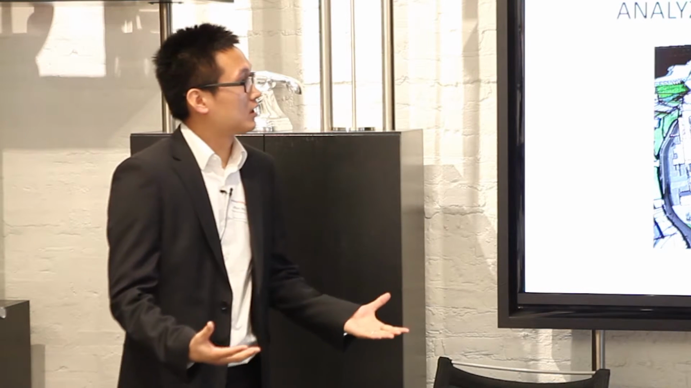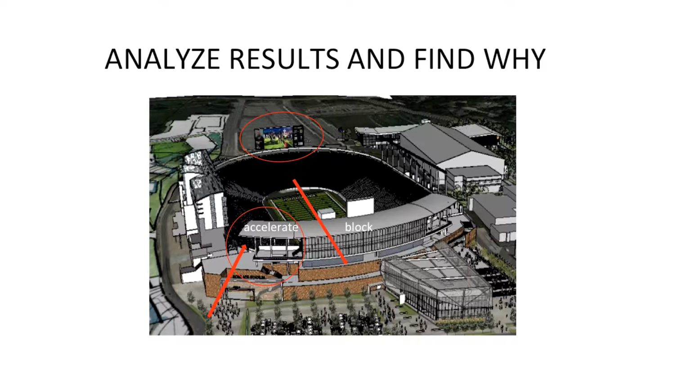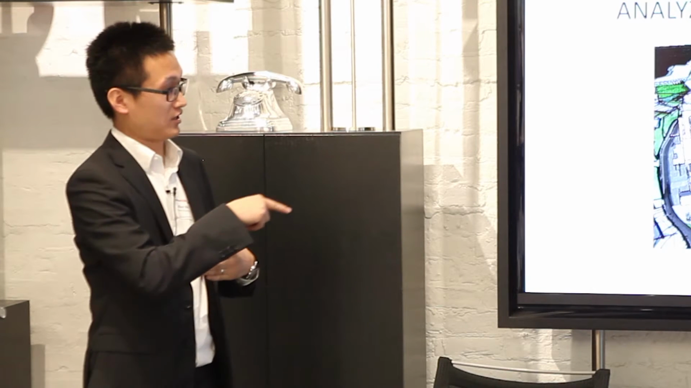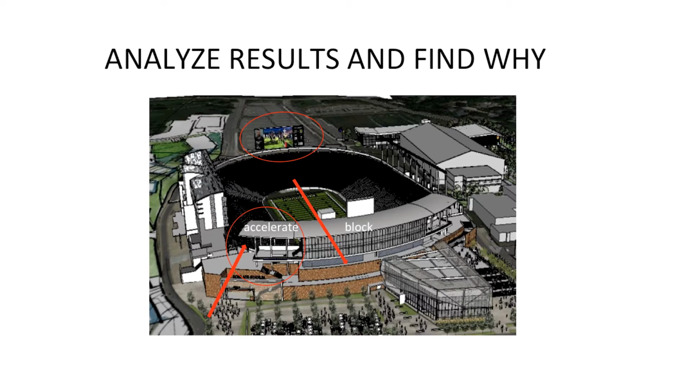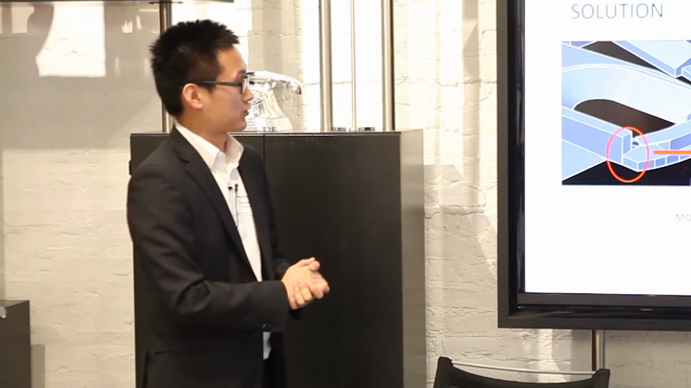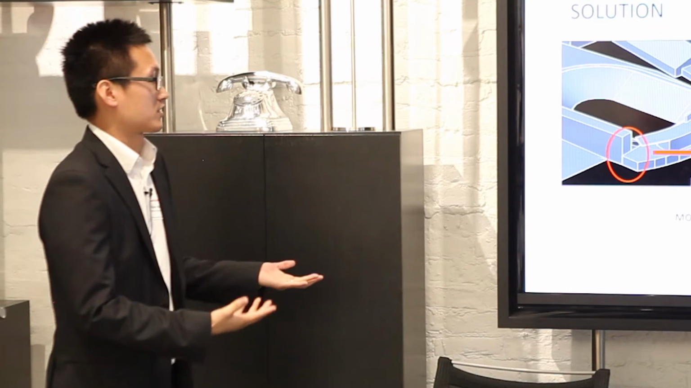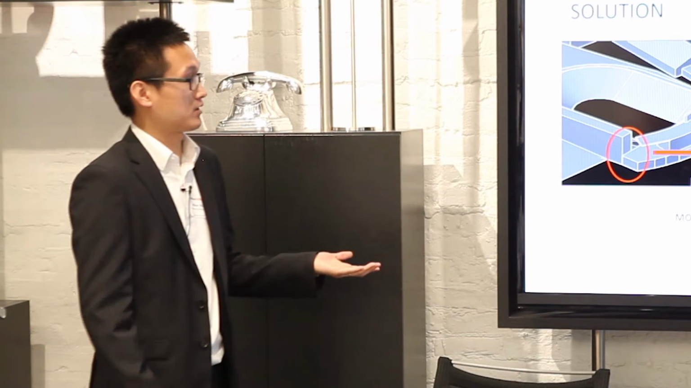So we have to analyze the result and find why this is happening. As you can see, there are several causes. First, the valley shape accelerates the wind and the wind stays in the stadium, and the southeast side extension blocks the wind. So we proposed a solution: moving the southeast side extension upwards by 24 feet. There will be a tunnel under that extension, which will serve as the players' entrance tunnel. The design team is happy about that.